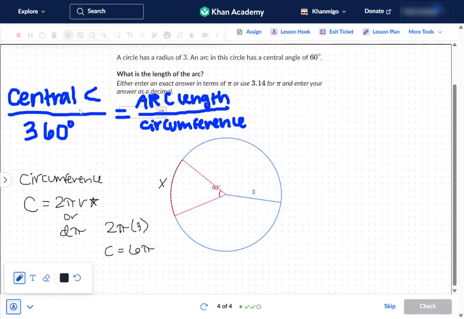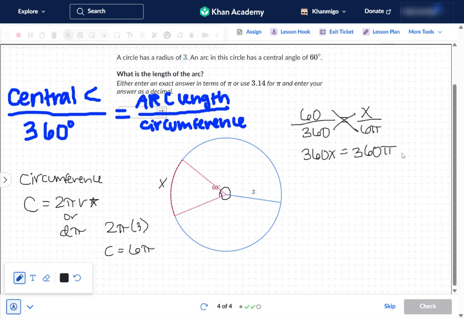We're now going to plug it into this ratio for arc length. So the central angle, 60, divided by 360 degrees, because that's the total of a circle, is equal to the arc length divided by the grand total, the circumference, which is 6 pi. In order to get x by itself, we're going to cross multiply. We'll have 360x is equal to 360 pi.